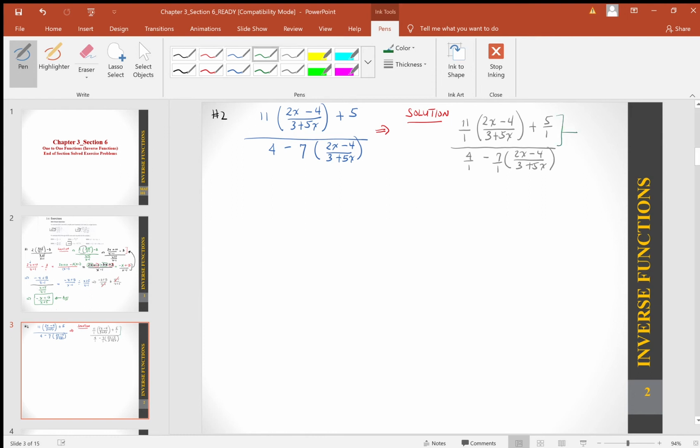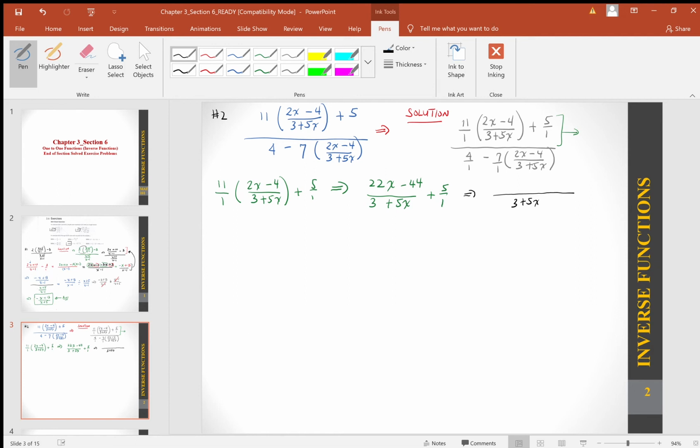So that's going to be 11 over 1 into (2x minus 4) over (3 plus 5x), plus 5 over 1. When I expand this, I'm going to get (22x minus 44) divided by (3 plus 5x), plus 5 over 1. Okay, when I take my denominator, it's going to be 3 plus 5x.